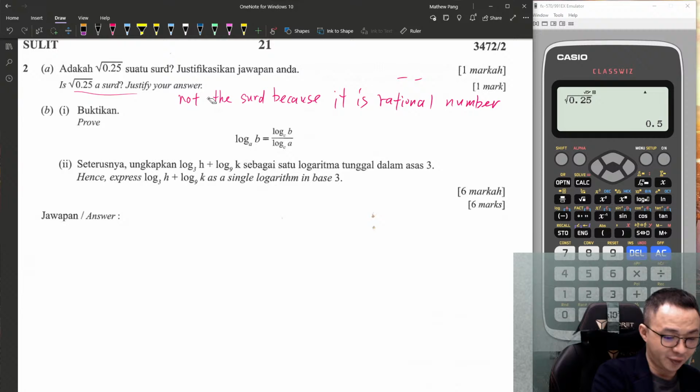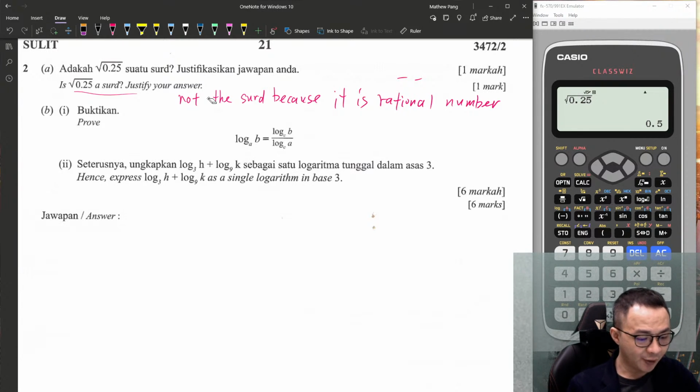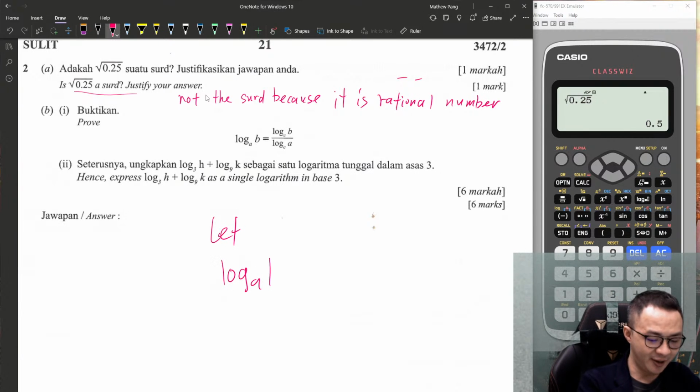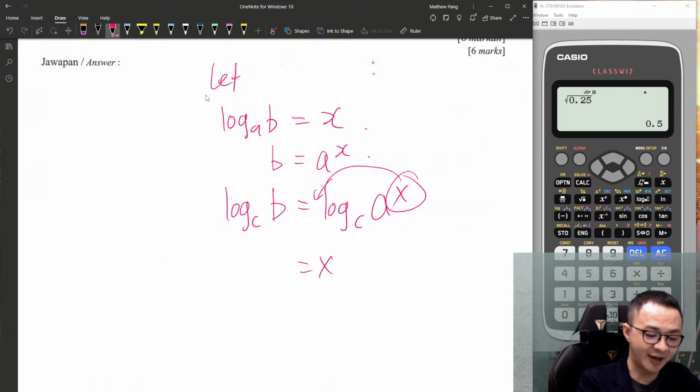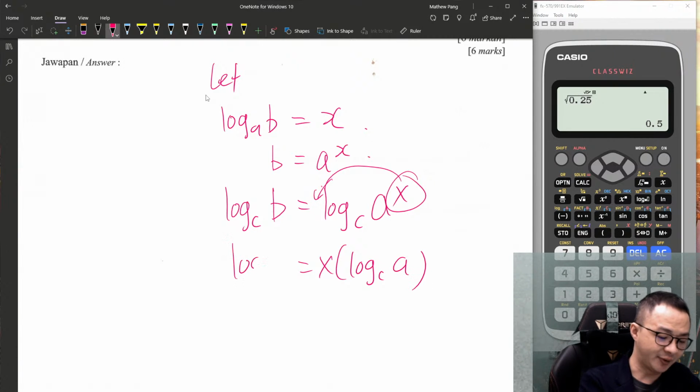Okay, let's continue for the second one, the log, they actually asked us to prove. For the proving part, depends how you want to do it. Let's say I let log_A B equals to x. So I can throw my log A to the other side. It becomes a power of x, right? Then since they want me to show the log C, I will add the log C for both sides. Then I can throw the x to the front because x is the power. Become x multiply log_C A. This one is log_C B.